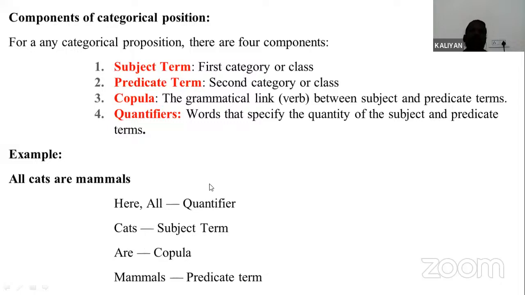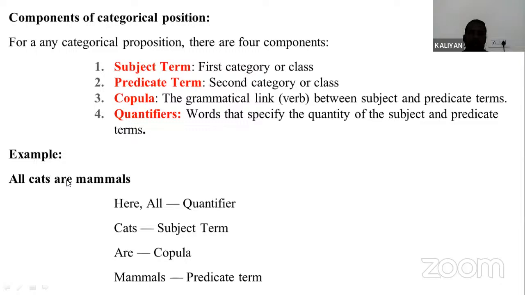In most questions they ask what the copula means. It is the grammatical link between the subject term and the predicate term. Here the subject is cats and the predicate is mammals, so "are" is the copula, the grammatical link. So these are the four major components of the categorical proposition.